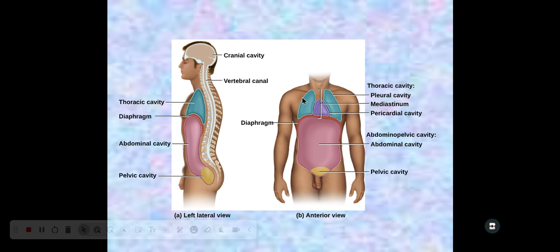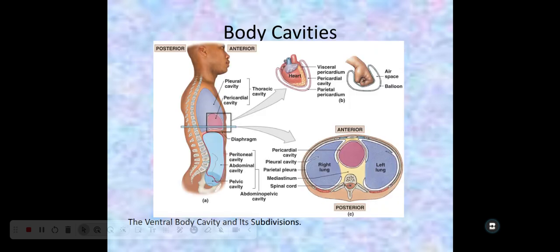And this same picture that we went over before: thoracic cavity, abdominal pelvic cavity, the cranial and the spinal canal are in your dorsal cavity. Okay, so you can see that here. You can see your pericardial cavity in the center of the mediastinum. Okay, so make sure you know which cavities are which.